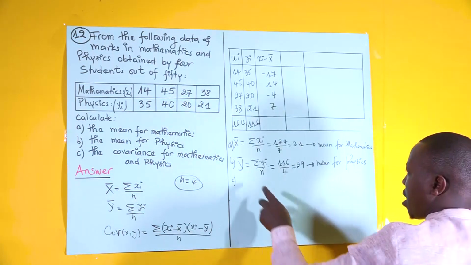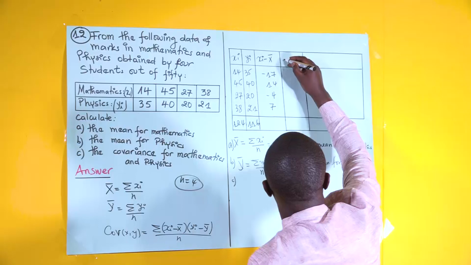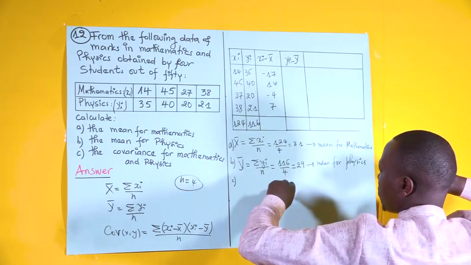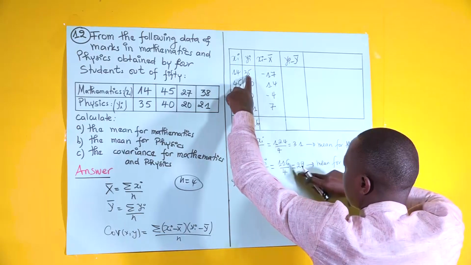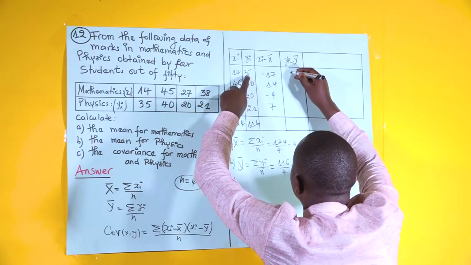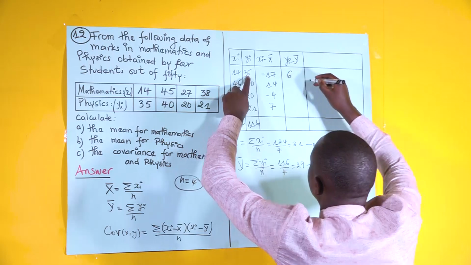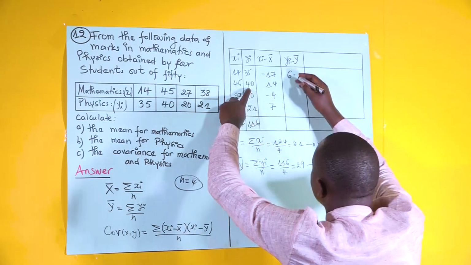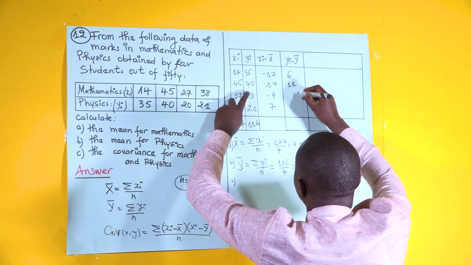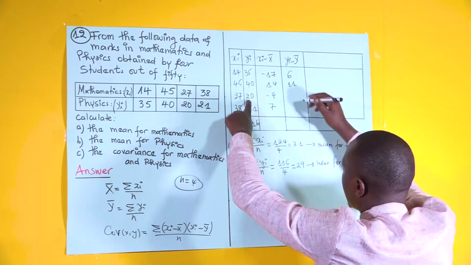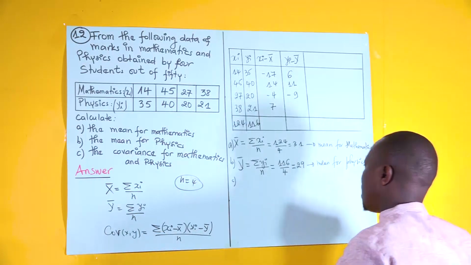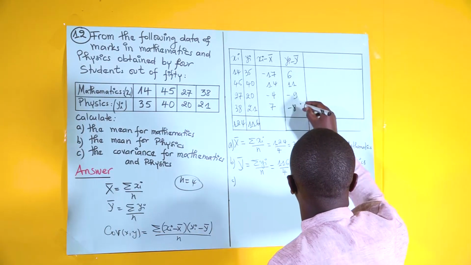We also need to find yi minus y mean. It is 35 minus 29, which is 6. 40 minus 29, the answer is 11. 20 minus 29 is negative 9. 21 minus 29, the answer is negative 8.